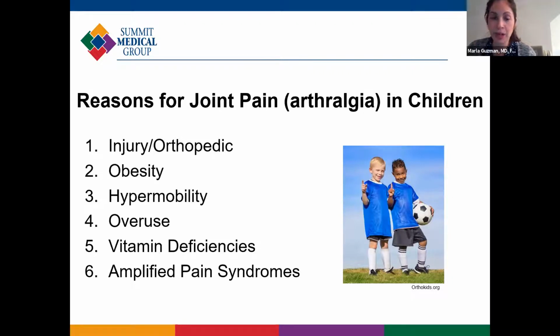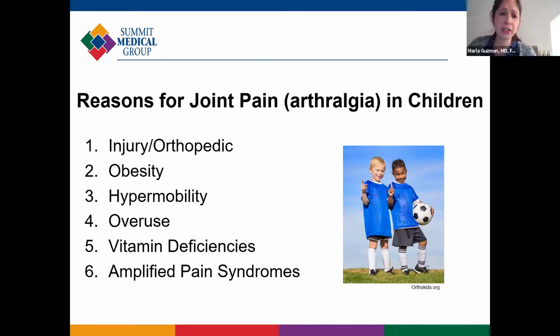And again, remember, they're two different entities. Now, things that cause arthralgias really don't cause arthritis. However, things that cause arthritis may also cause arthralgias because they're obviously going to have pain as part of their arthritis. And that's an important thing to remember as we move forward towards these different reasons.